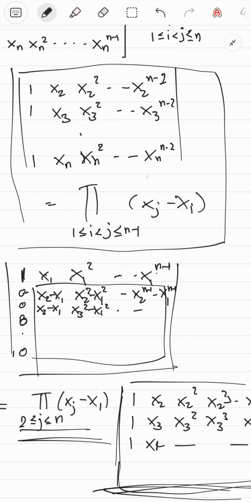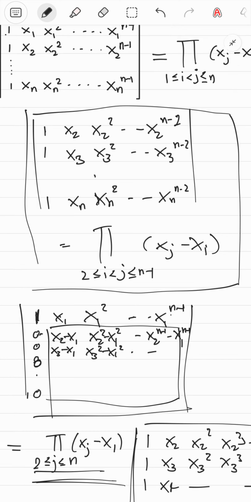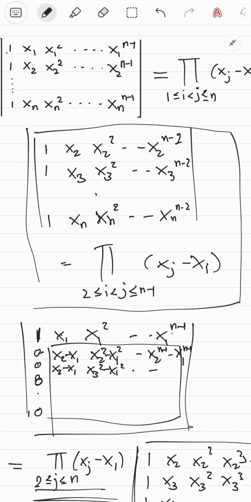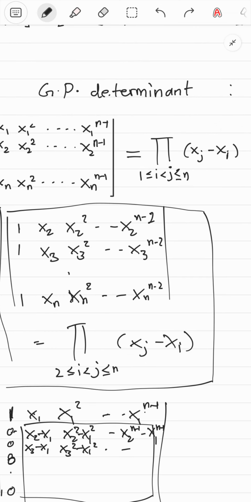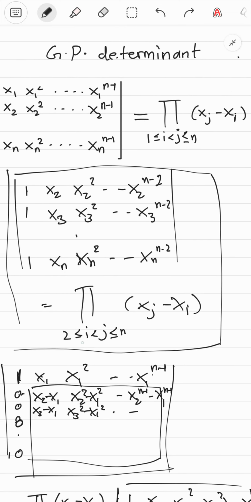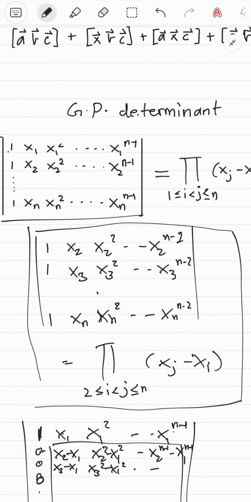So here I should have written 2 to n minus 1, because there's no x1. And I shouldn't say it's less than n minus 1. It should be less than or equal to n, of course, because this is there. So this is still okay. The range from 2 to n still contains n minus 1 numbers, right? So this is a smaller determinant. It's an n minus 1 cross n minus 1 determinant. This is an n cross n determinant, right?